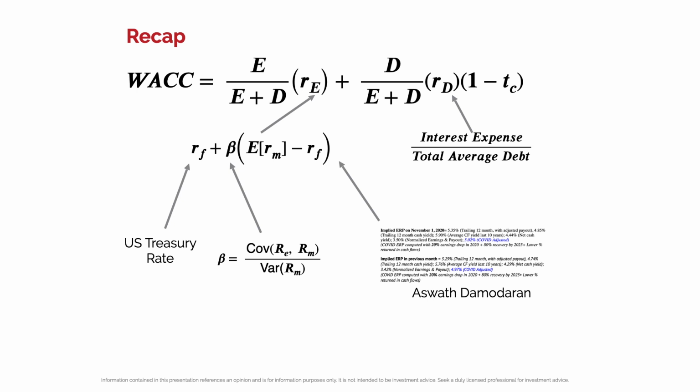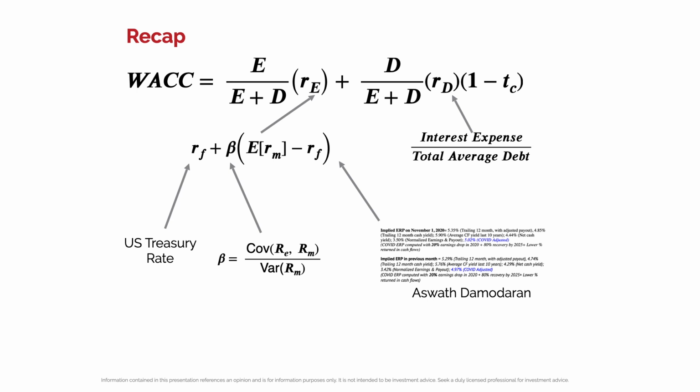So let's take a look here. A recap on the formula. Let's start with the WACC. E over E plus D is the percent that comes from equity, and D over E plus D is the percent that comes from debt. RE is the cost of equity. We find that with the CAPM model. What are the pieces that go into the CAPM model? RF is the treasury rate.